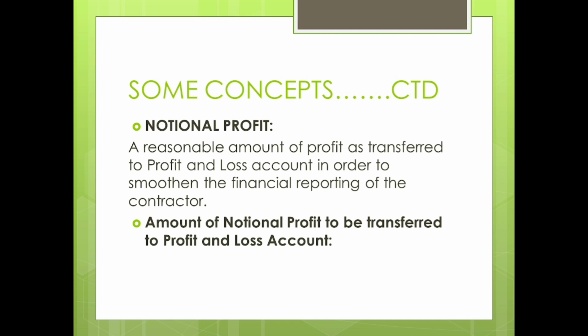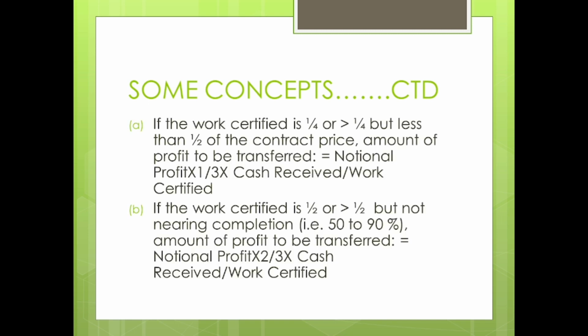What is this proportional amount? Proportional amount means depending on my stage of completion, I will transfer the amount of notional profit to the profit and loss account. Let's see how much it is. So here, if the certified work is 1/4 or greater than 1/4 but less than half of the contract price, the amount to be transferred is notional profit into 1/3 into cash received by work certified.